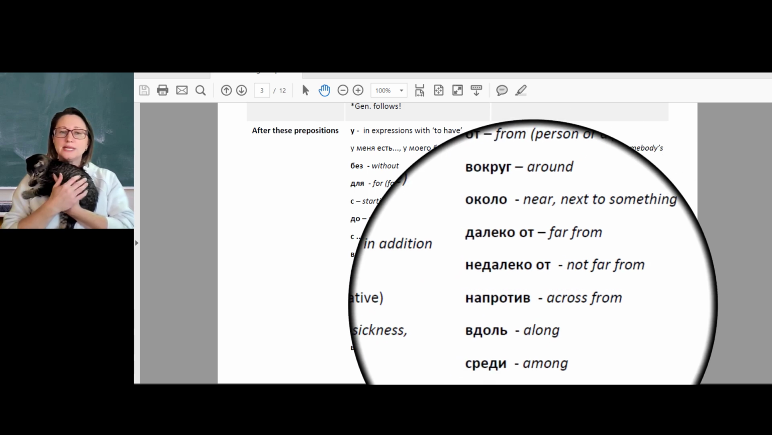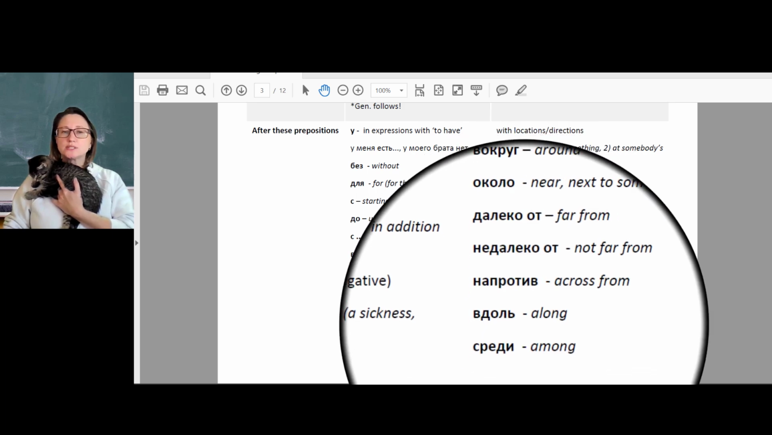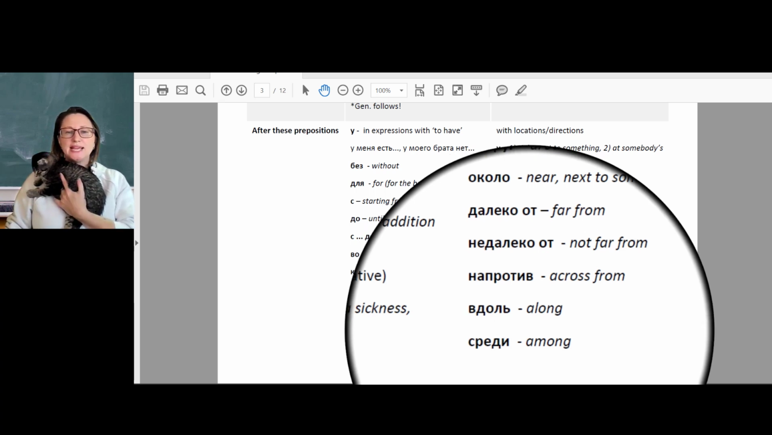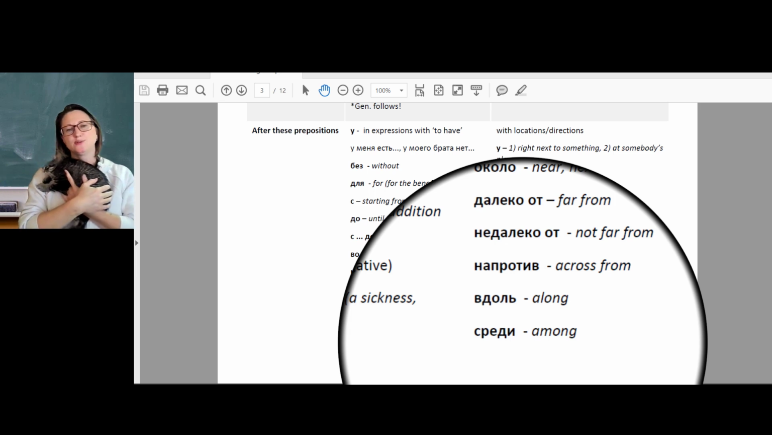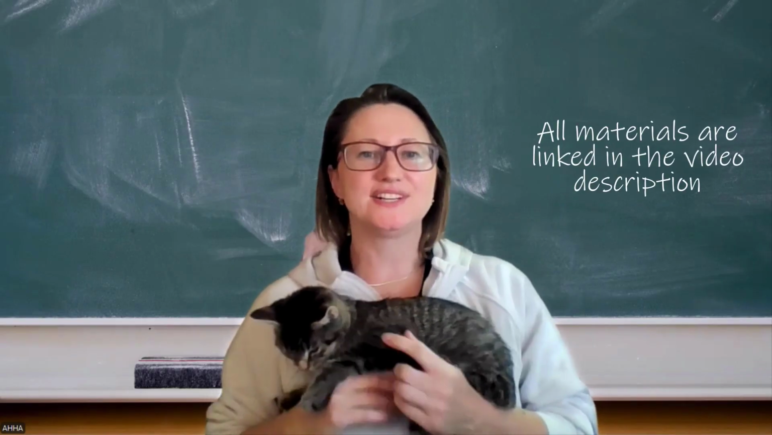Then across from is напротив plus genitive, and along something like вдоль реки, along the river, вдоль plus genitive, and among my students, среди моих студентов, blah, blah, blah. So that would also use the genitive case. Okay, so I'll stop here.